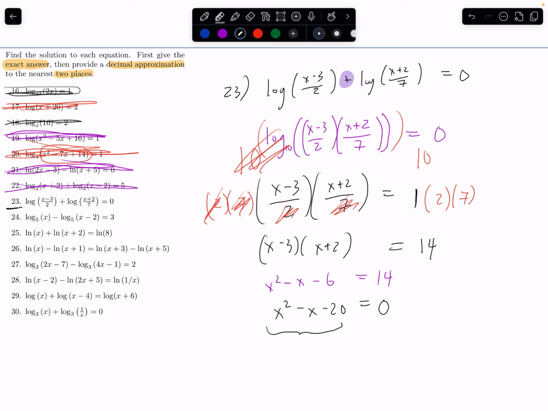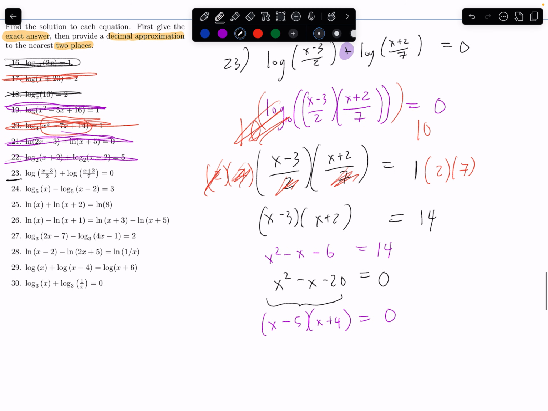Now I'm hoping to factor this thing out. I want things that multiply to negative 20 and add to negative 1. And that does have a factor. It's x minus 5, x plus 4. Negative 5x plus 4x is negative x. Negative 5 times 4 is negative 20. So perfect. Okay, that means x equals 5 or x equals negative 4.